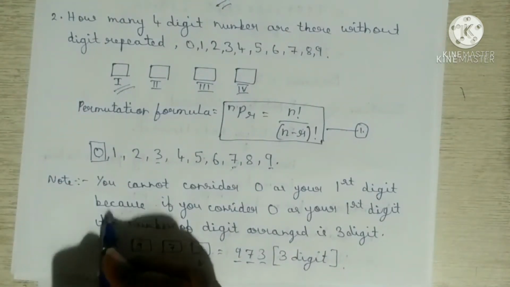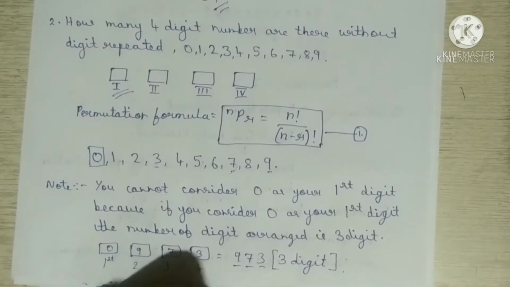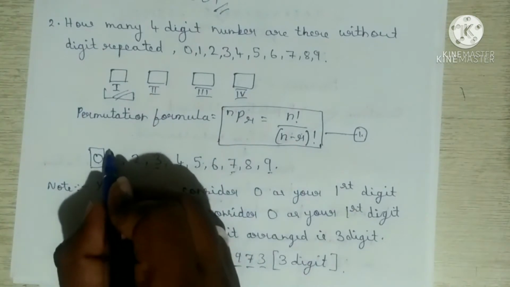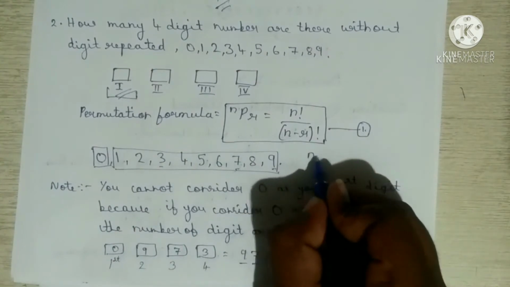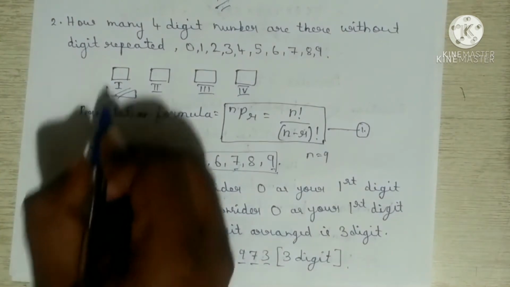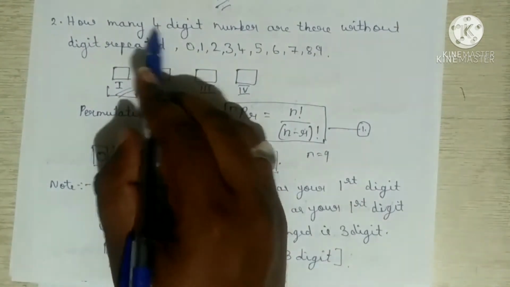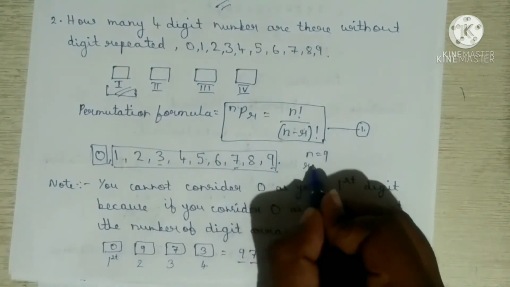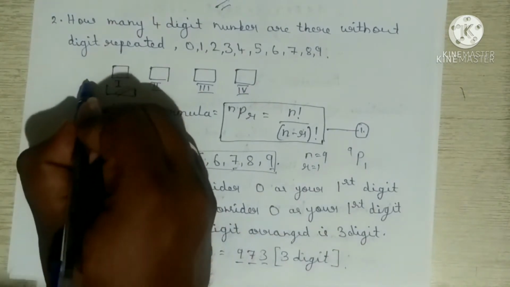That's why for the first digit you cannot consider 0. So you can write this as except 0. How many terms are there in n? Except 0, n is equal to 9. Except 0, r will be only 1 because we are considering only the first term. In 4 terms, if we consider only the first term, we get r is equal to 1. So this term is 9P1.